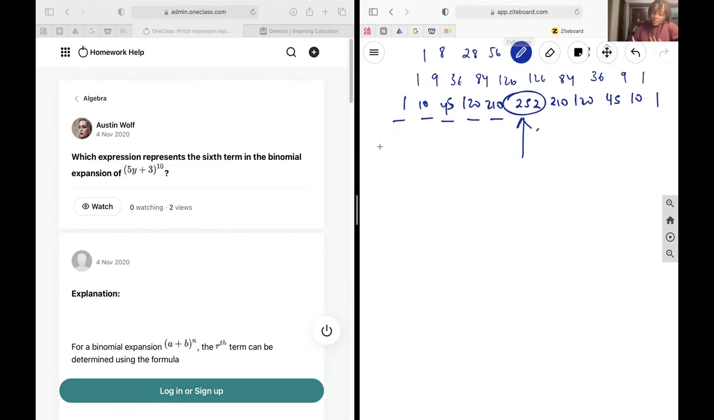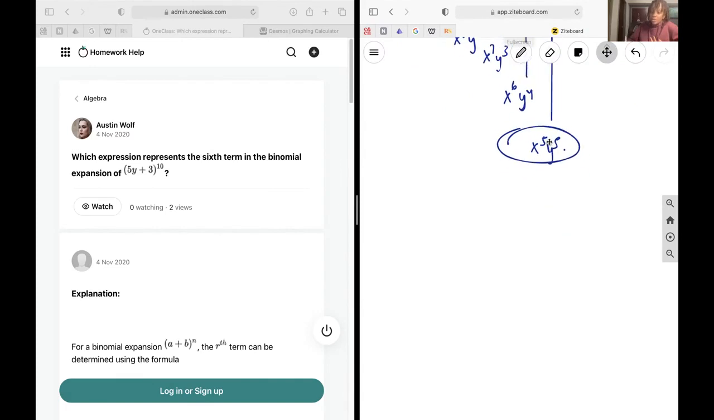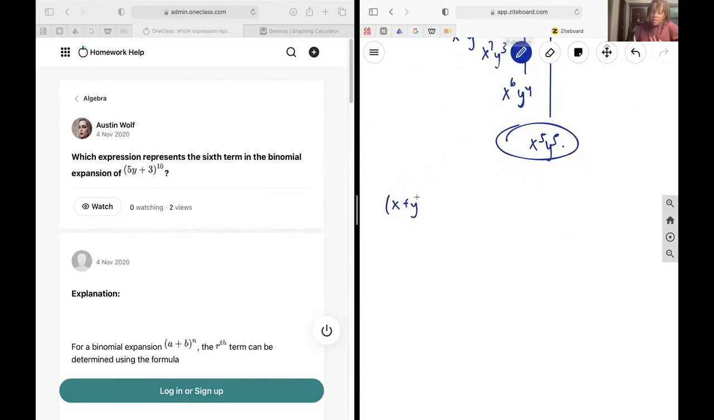And then I additionally need to note this is x to the power of 10, y to the power of 0, x to the 9, y to the power of 1. So I need to know what it's going to look like by the time I'm on this 6th term. So I can just write it out. So I have x to the power of 5, y to the power of 5 is what my two coefficients are going to look like. So that means that if I had x plus y all to the power of 10, my 6th term would have been 252, x to the power of 5, y to the power of 5.